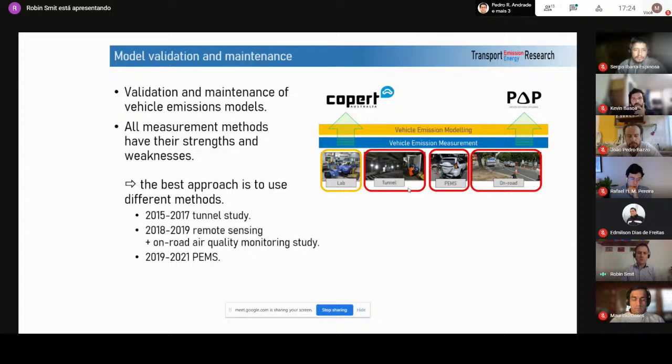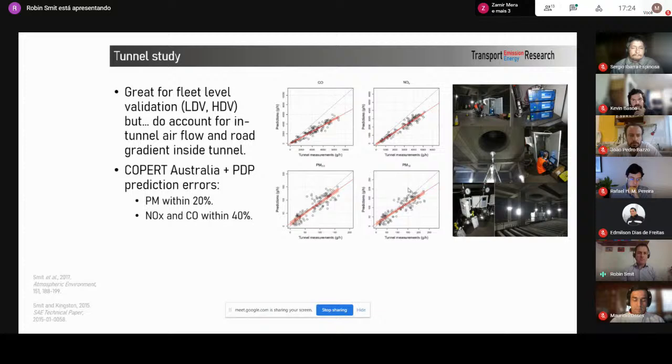So tunnel studies are great for fleet level validation. You can actually derive emission factors at a high level, like light duty, heavy duty vehicles. But you have to take into account internal airflow and road gradient inside the tunnel. So we did do this for Copert Australia and PWP, and we found that the prediction errors are within 20% for PM and within 40% for NOx and CO.